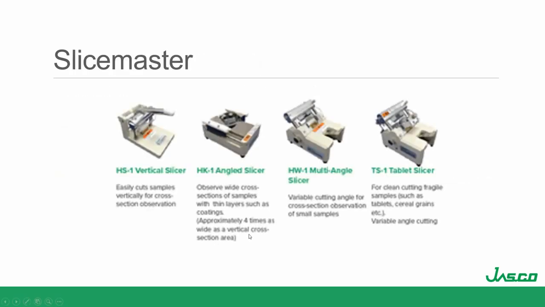Another good thing to have is the slicers. So JASCO has what's known as the Slice Master series, and that includes a vertical slicer, an angled slicer, the multi-angle slicer, and the tablet slicer. Hands down, probably the most popular one is the multi-angle slicer, so that, especially if you're in a quality control lab, you're not locked into one orientation. However, if you're doing a lot of tablets or plastic pellets, you could use the tablet slicer as well.